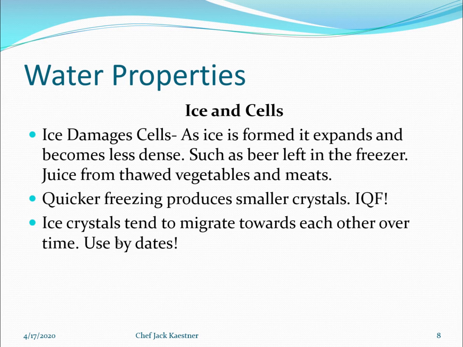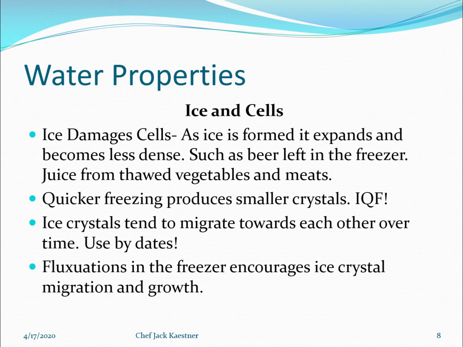Over time, ice crystals tend to migrate towards one another. If you think of it, they're like those little diamonds in the piece of meat or vegetable. Over time, they want to reconnect with their buddies, kind of like we all do. Actually, in the frozen food, the crystals will migrate towards one another. But as they do that, they're rupturing the cells as they go through them. Fluctuations in the freezer encourage ice crystal migration and growth. So that's why it's better.